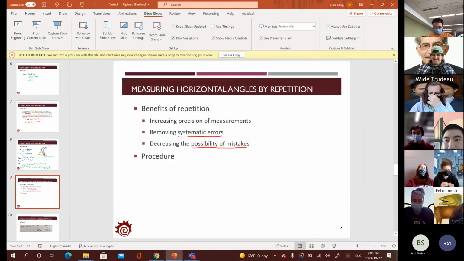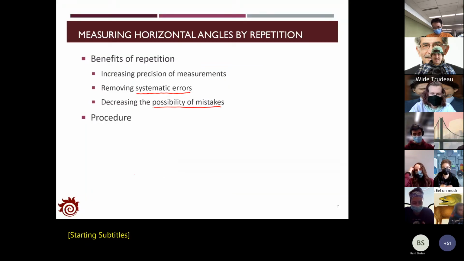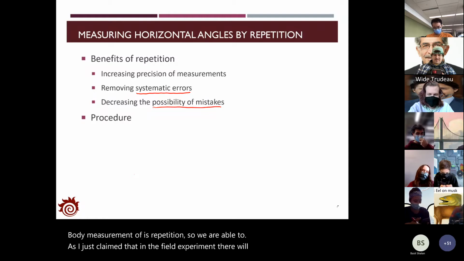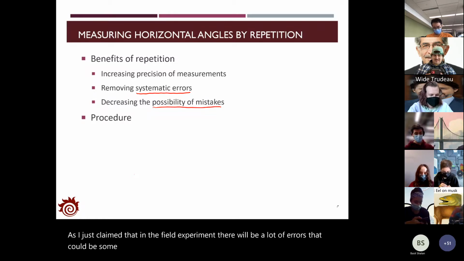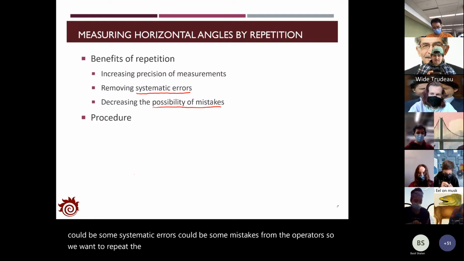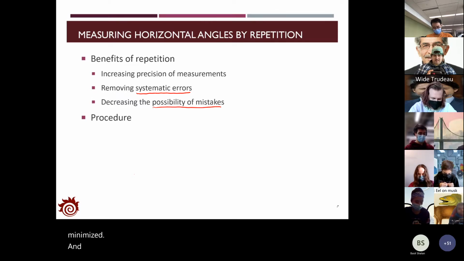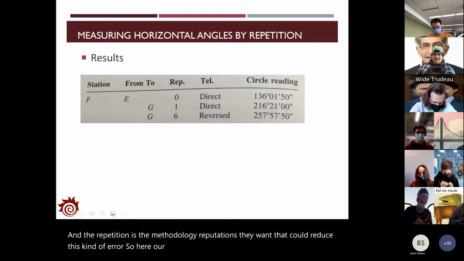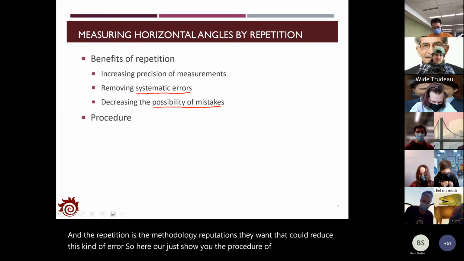Okay. And so, I guess you missed this part about the measurement with repetition. As I just claimed, in the field experiment there will be a lot of errors. That could be some systematic errors, could be some mistakes from the operators. So we want to repeat the measurement a lot to make sure that the error could be minimized. The method of repetition is the one that could reduce this kind of error. So here I will just show you the procedure of the repetition.